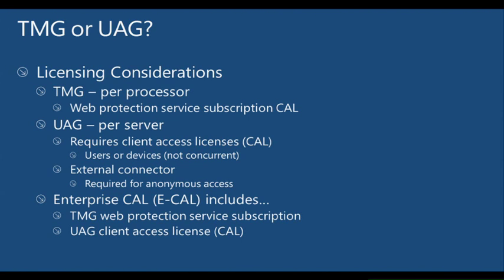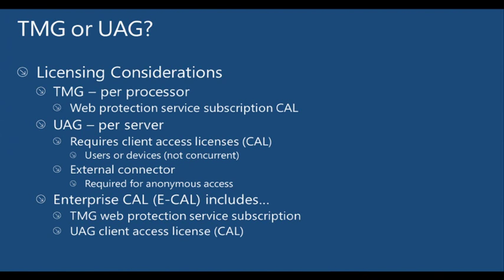If we are publishing an anonymous website, for example, it's just my corporate website, or maybe it's just a website where my external customers or external people, general people, need to get access to some information on that site. I can do that with UAG, but since they are not in my Active Directory, then I need to purchase the external connector license. And again, this is required for anonymous access.